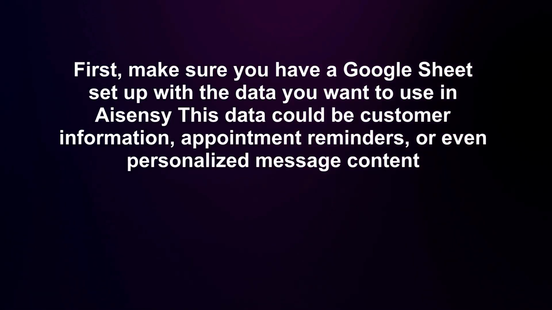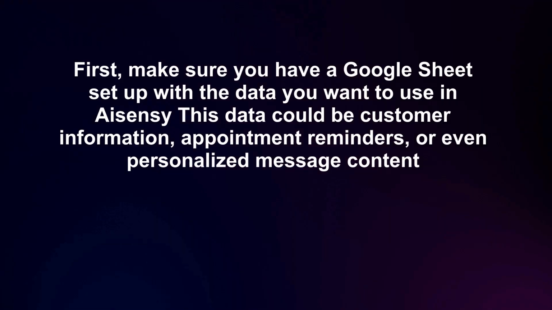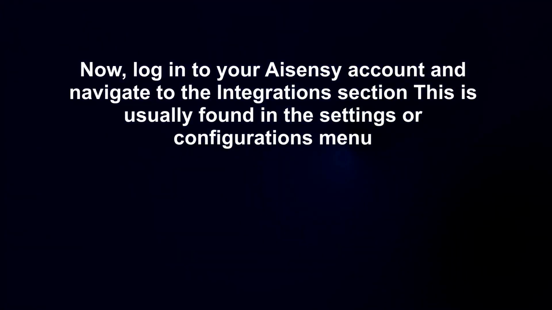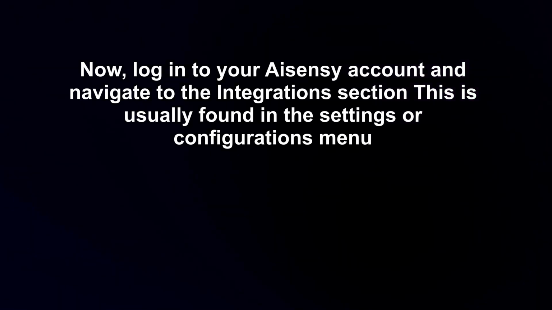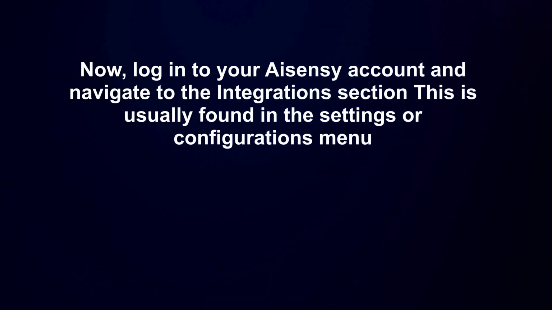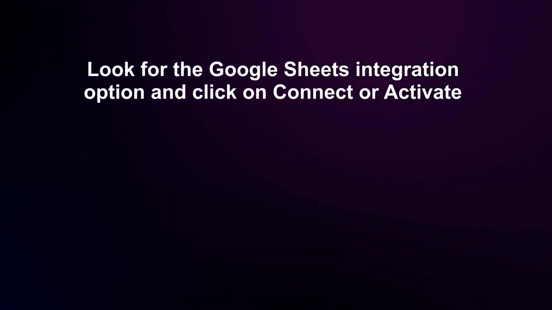Aisensy. This data could be customer information, appointment reminders, or even personalized message content. Now, log into your Aisensy account and navigate to the Integrations section. This is usually found in the Settings or Configurations menu. Look for the Google Sheets integration option and click on Connect or Activate.